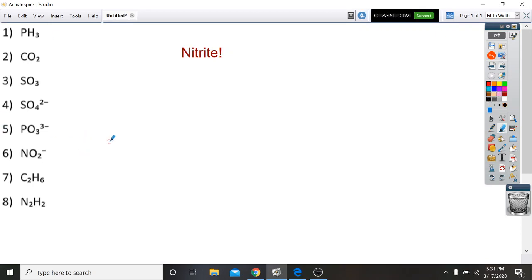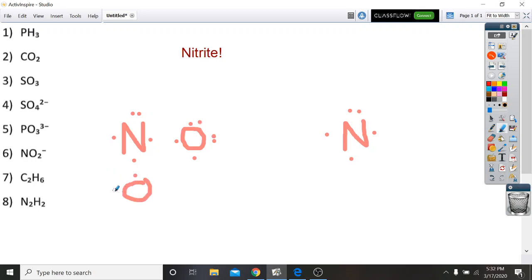NO2 minus. Another one that can have two ways of being solved. Let's start with the first way. N is in group 15, so 5 valence electrons. I'm going to do the other one over here. Now in this one, I'm going to choose to add the electron to one of the oxygens, okay? So here's oxygen. And here I'm going to put another oxygen. Now I'm going to go like this, and like this, and like this.